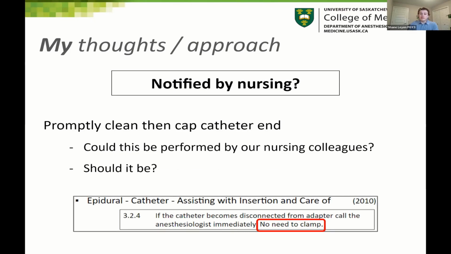So I do think this cleaning, capping the catheter end, could be performed by our nursing colleagues if accidental disconnections occur. Should it be? Their current protocols say that there is no need to clamp or cap the end. Although, as you saw, with the removing protocol, they already do sterilely clean and cap the end. So I don't think it would be a huge leap for them to do this if it does become disconnected accidentally.